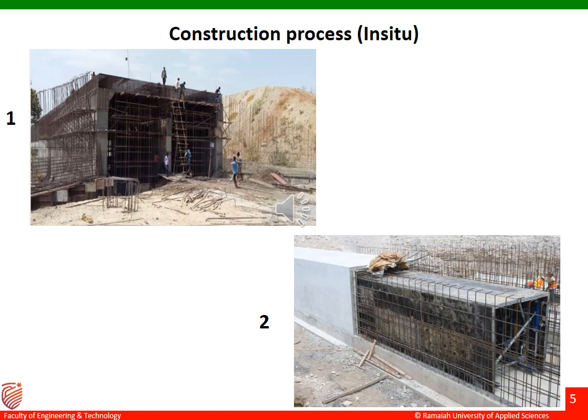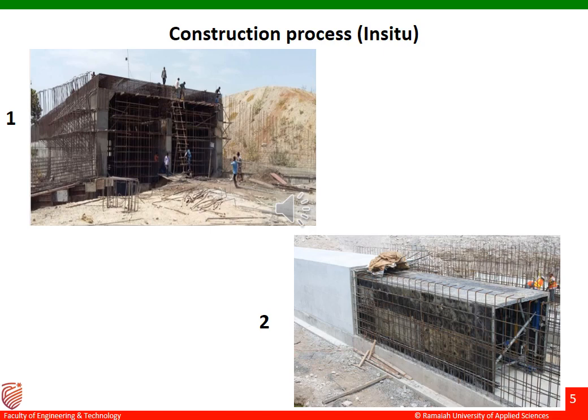Then coming to the construction process of the box culvert, similar to the other types of structures, the box culvert can be constructed both ways: you can construct on site, and you can also construct using precast members. In this slide you have figures which give you a reference for on-site construction. The construction of the box culvert is similar to the other structures. First we need to start with the foundation.